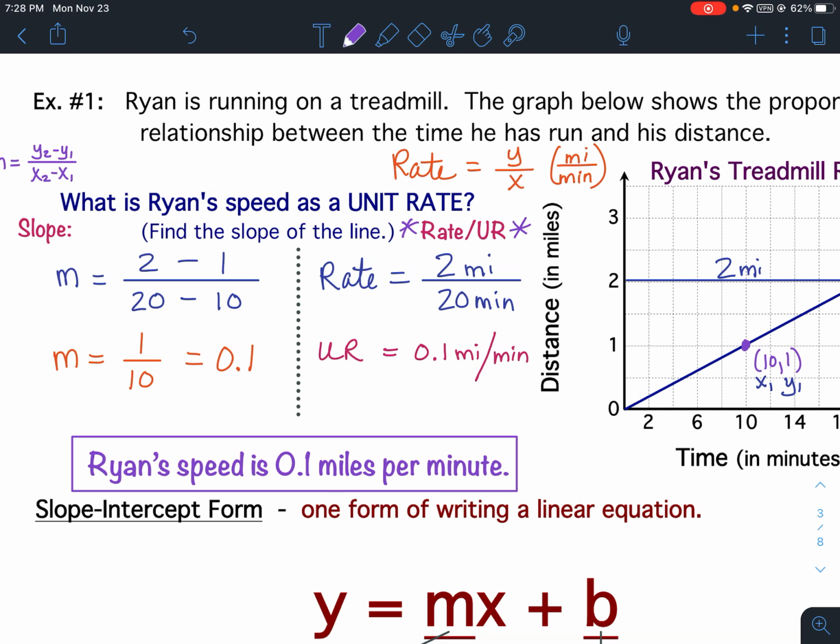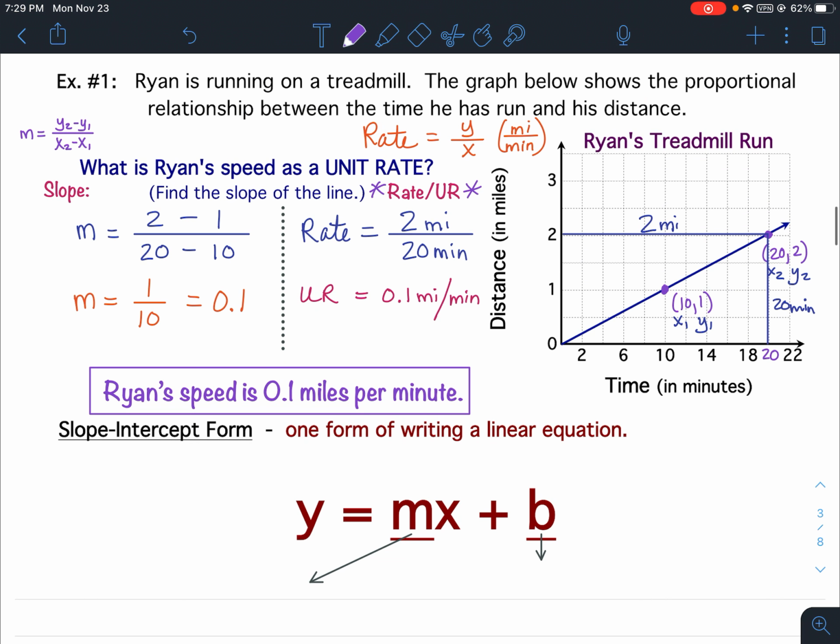There's going to be a problem on the worksheet that looks just like this. I would set it up this way. Also, be very careful. I've had people put 20 over 2 and then tell me that a person ran 10 miles in 1 minute. Use your common sense there. It is not possible to run 10 miles in 1 minute, so please use some common sense when you're doing these problems. All right, if you have any questions on example number 1, please let me know.